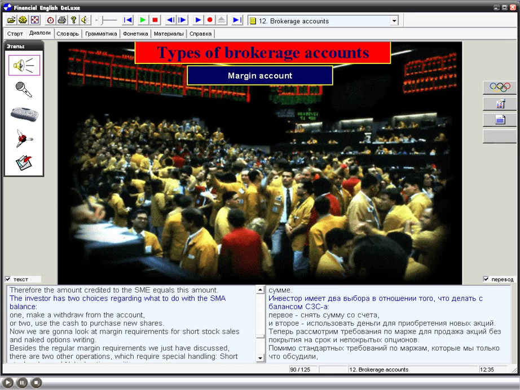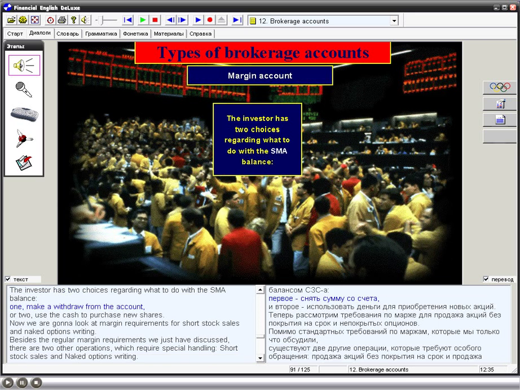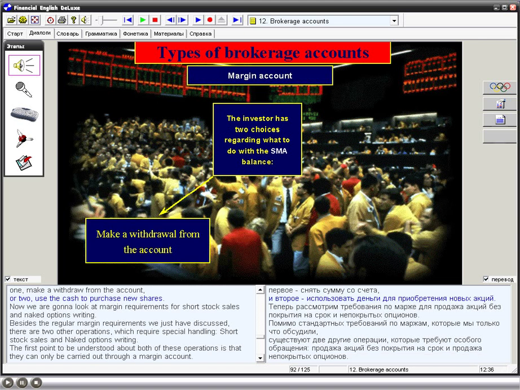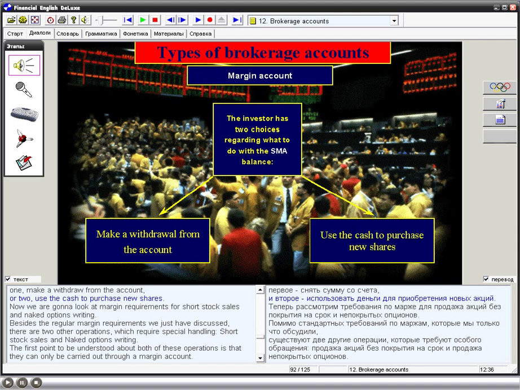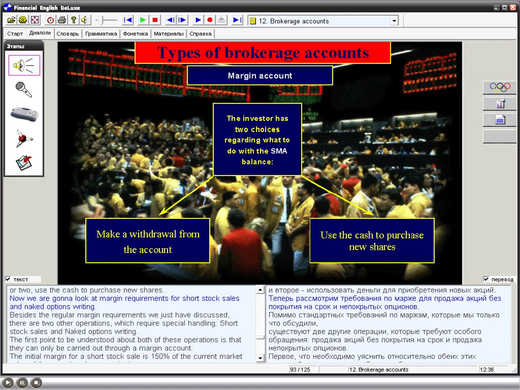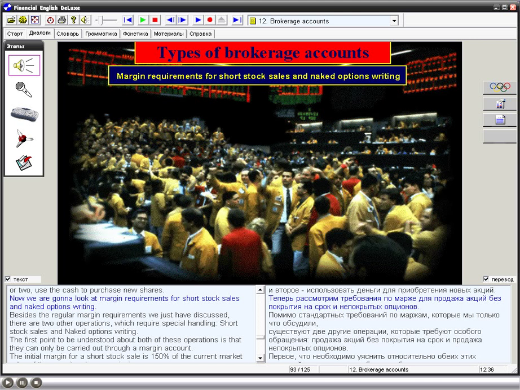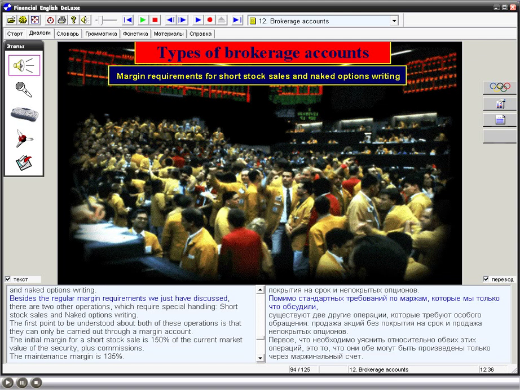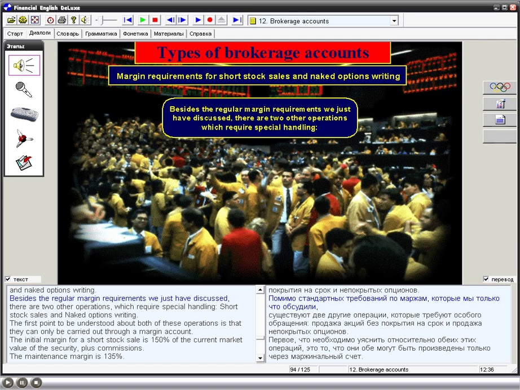Now we're going to look at margin requirements for short stock sales and naked options writing. Besides the regular margin requirements we've just discussed, there are two other operations which require special handling: short stock sales and naked options writing. The first point to be understood about both of these operations is that they can only be carried out through a margin account.